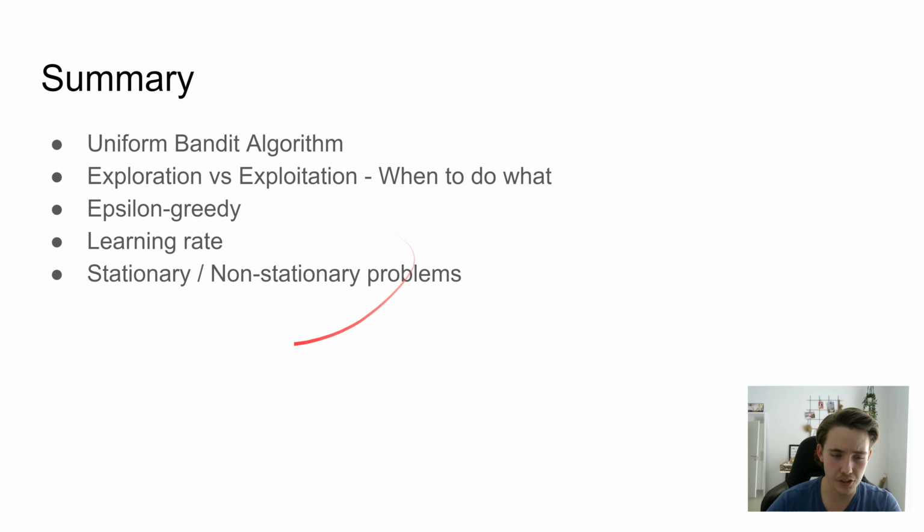And then we also have stationary and non-stationary problems, where we talked about how we should look at the rewards in the future. With a stationary problem, we could just take the sum of all the rewards in the future. With a non-stationary problem, the rewards of the next couple of actions need to be weighted more, so they have a bigger impact.